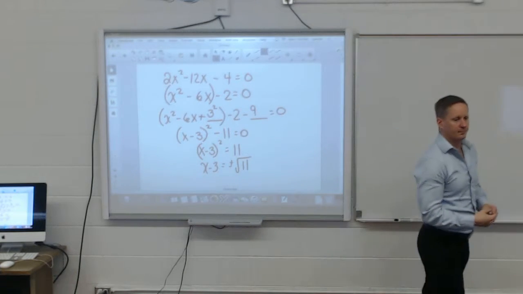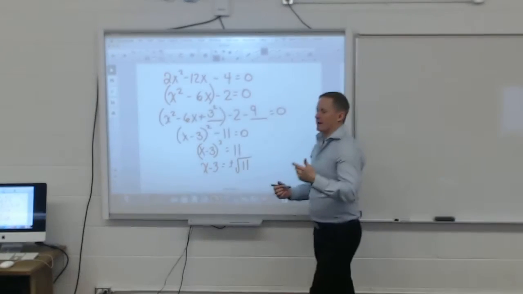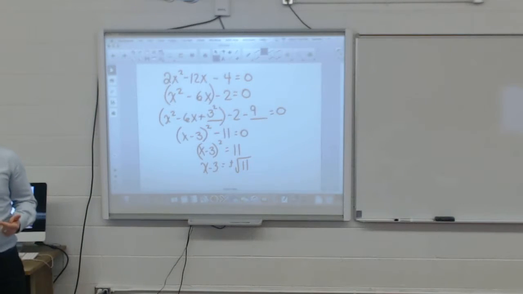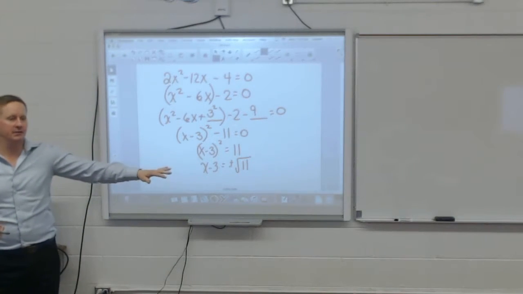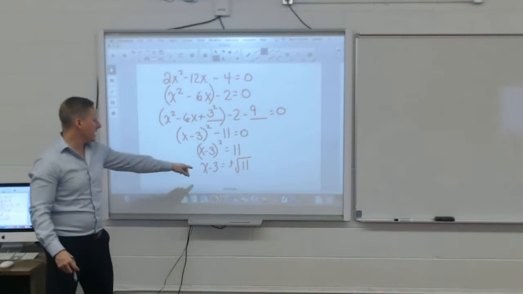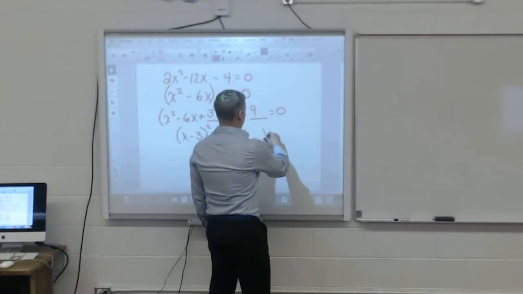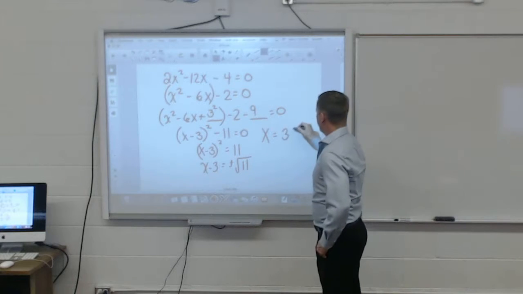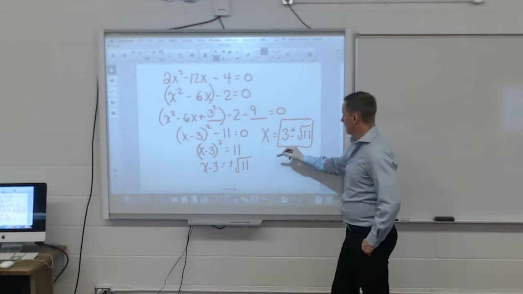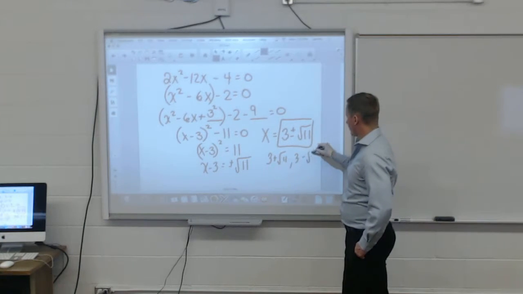3.3? No, don't. We don't want to find out what that value is. If you were graphing it on your calculator, then I want the decimal value. But in this, I want you to leave it as a square root. It's way easier. Now all I have to do is get x by itself. So what do I have to do to get x by itself? Add 3. So I get 3 plus or minus root 11. There's my two answers. 3 add root 11. 3 subtract root 11.